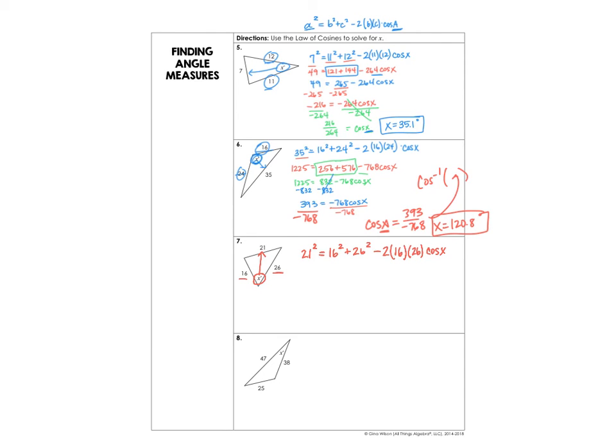Okay, so now we are going to follow order of operations. 21 squared is 441. 16 squared is 256. And 26 squared is 676. We can go ahead and multiply here. 2 times 16 times 26 is 832. Now remember, just like in all the others, we can put these two together, but cannot include the minus 832 because it's connected to the cosine x. So we're going to add 256 plus 676. That's 932.